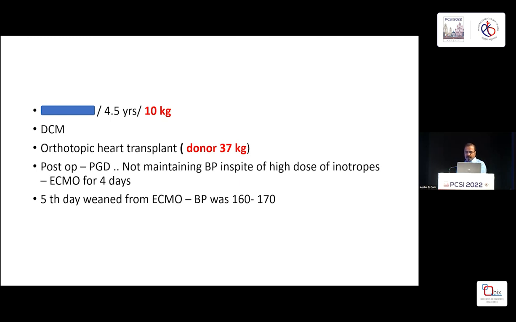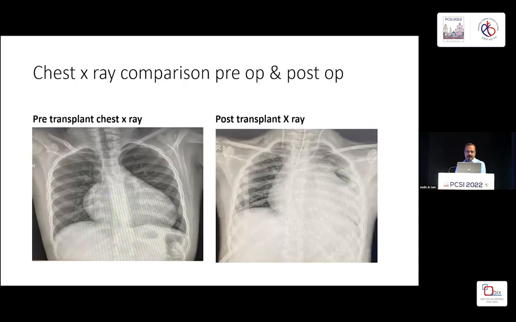So she had a primary graft dysfunction after transplantation, and she was not maintaining BP. So we put her on ECMO, and she was supported on ECMO for almost 4 days. Initially there was hypotension, not maintaining cardiac output. Now when we weaned her from the ECMO, she in fact had hypertension. Her BP was in the 160s and 170s. This is just a comparison of her pre-transplant and post-transplant X-ray. We can see the post-transplant heart is even bigger than on the pre-operative X-ray.